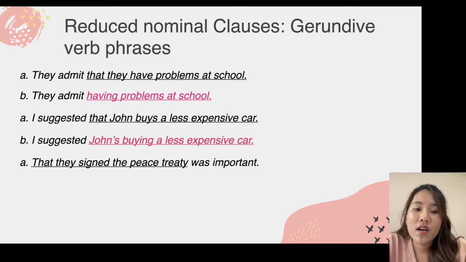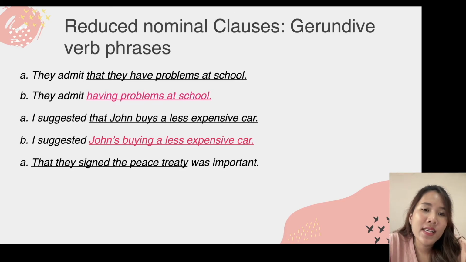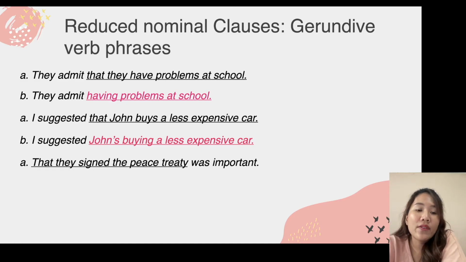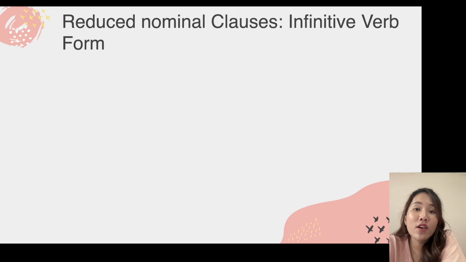Or that they signed the peace treaty was important. So in this case, it is the nominal clause functioning as the subject of this sentence was important. So we can reduce it into like their signing of the peace treaty was important. Apart from reducing to a gerundive verb phrase, we can also reduce it into an infinitive verb form.